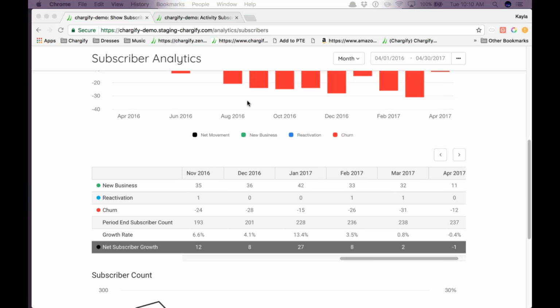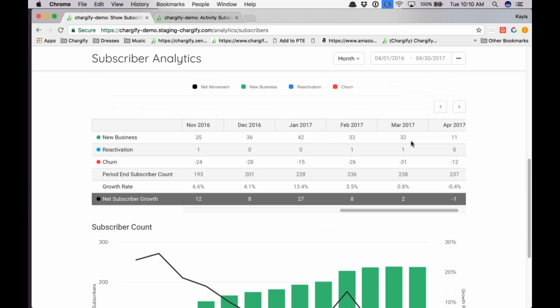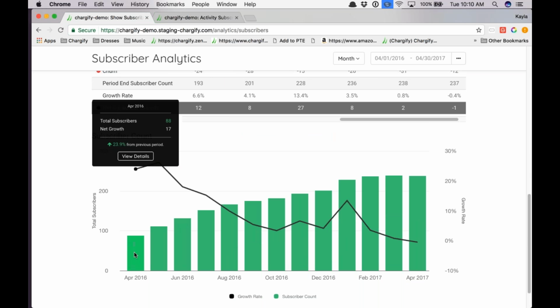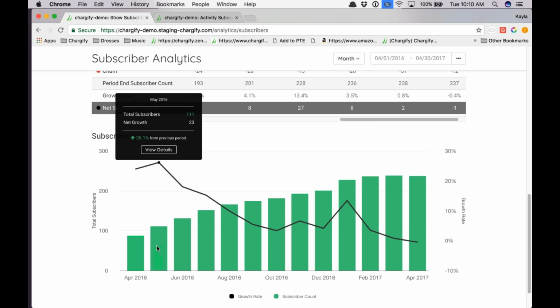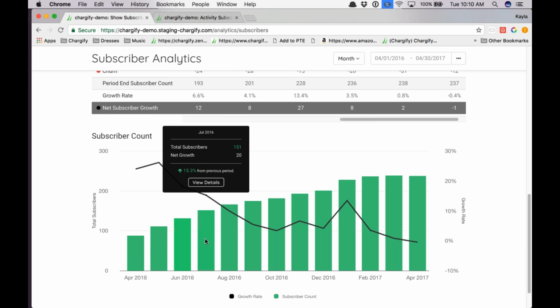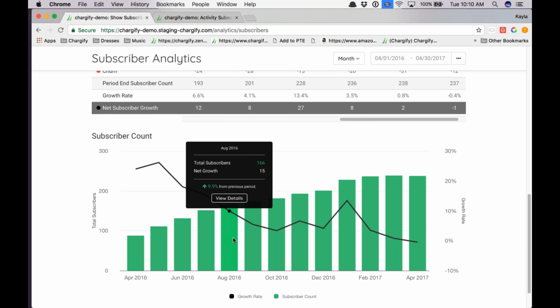Additionally, we also have at the bottom of the report a visual snapshot of the total subscriber count and growth rate. So for example, this bar right here at the very top, you'll notice that there's a little dot that appears to show me exactly where I'm at. I had 88 total subscribers, a net growth of 17. So my total growth was 23.9% from the previous period. So this will go up based off of what the growth was for that particular period. So you'll notice that percentage starts to go down a little bit, and that's reflected by this graph view.